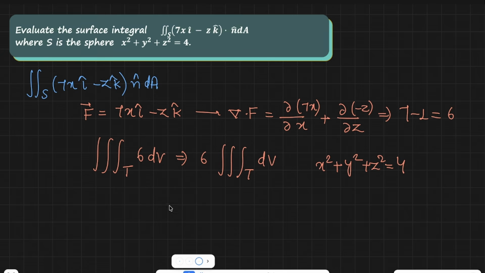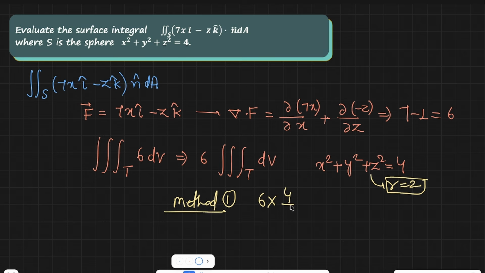Method 1, the direct method. So what is that method? In this case, what is the radius? The radius is 2 for this surface, and we all know the volume of the sphere is 4 by 3 pi r cube. Then it will be 64 pi. But I will not suggest using this in your exams.